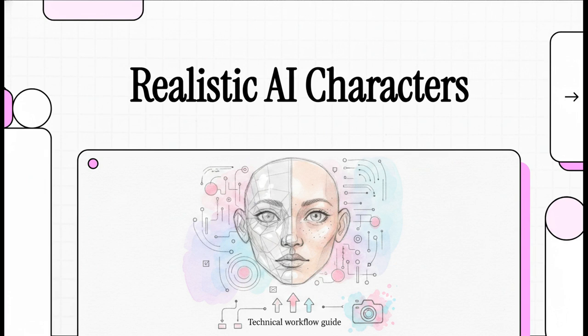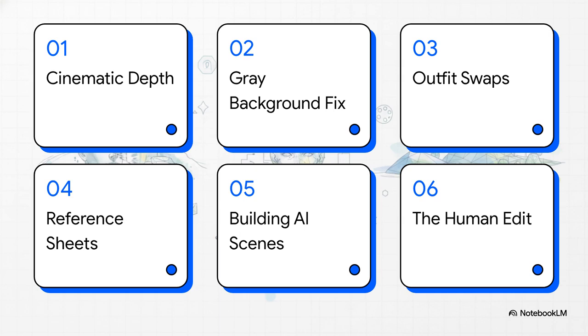We're walking through a highly technical, step-by-step workflow guide to help you build some incredibly realistic, truly cinematic AI characters and scenes. We're talking end-to-end, from raw generation all the way to the final edit. Okay, let's dive into this. Here is the exact pipeline we're going to follow today to level up your workflow.